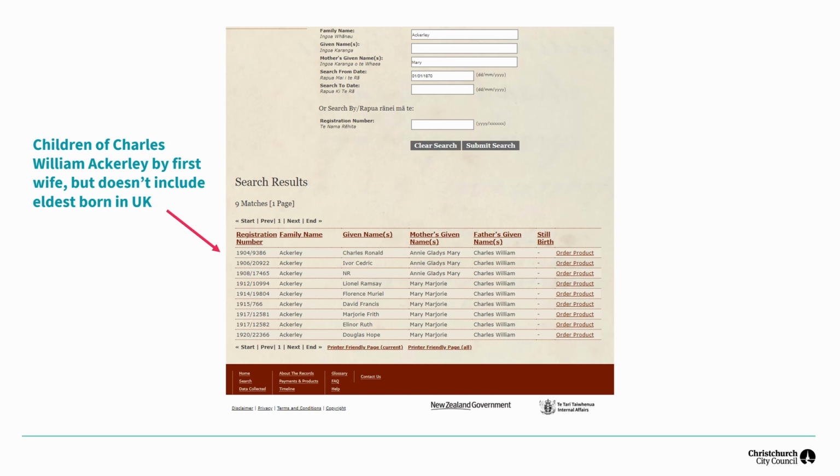This is where you can misidentify a family member if there's nothing coming up in your research to prompt a wider search. And we don't get the name NR, birth in 1902, where the mother is listed just as Gladys instead of Annie Gladys Mary, just the 1908 birth. NR stands for not recorded, which implies that the baby did not survive. But it looks like Charles William had a productive marriage with his second wife, Mary Marjorie.